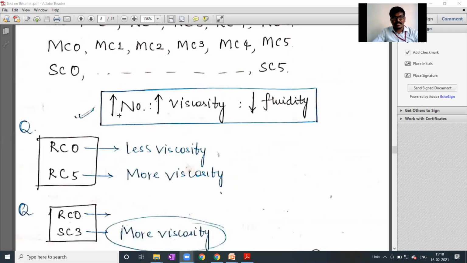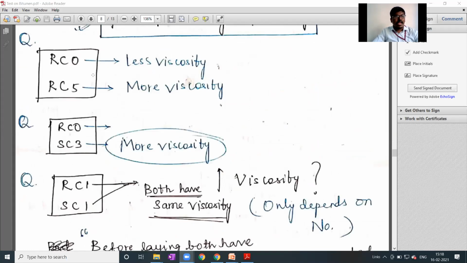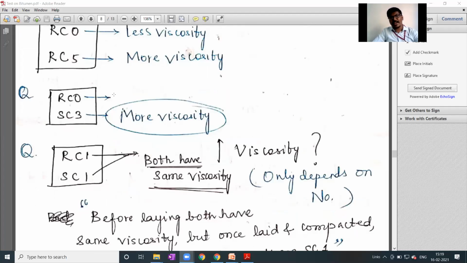As the number increases, viscosity increases and fluidity decreases. RC0 will have less viscosity, whereas RC5 will have more viscosity. RC means rapid curing cutback, so RC0 is a rapid curing cutback with grade 0, and RC5 means rapid curing cutback with grade 5. A higher grade means more viscosity.